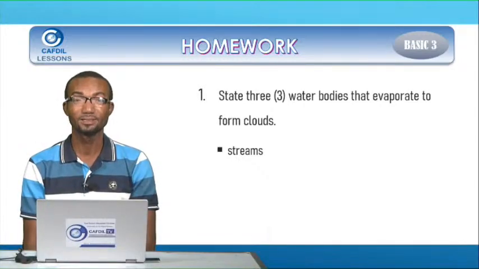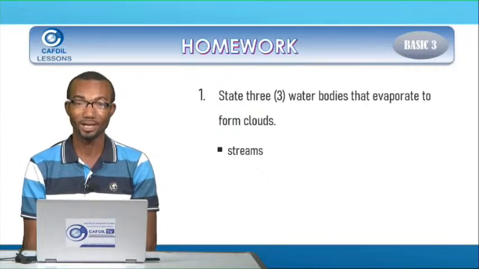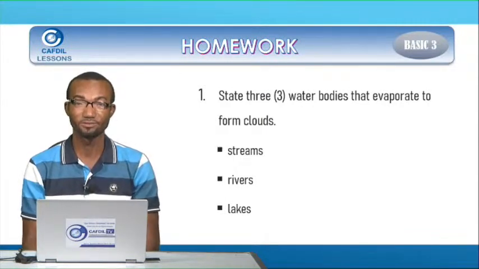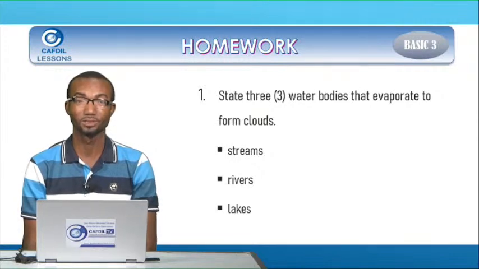1. State 3 water bodies that evaporate to form clouds. And we talked about streams, we looked at rivers, and then we looked at lakes. So, 3 water bodies that evaporate to form clouds.